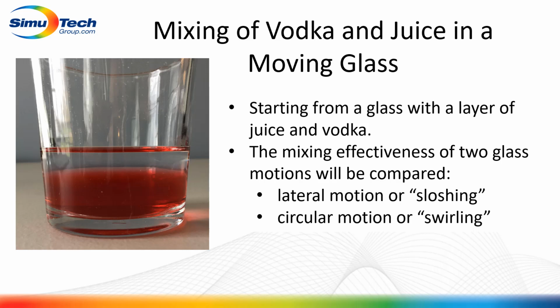We will start from a glass with a layer of vodka over a layer of juice. We will compare the mixing effectiveness of two glass motions, lateral motion or sloshing, and circular motion or swirling.